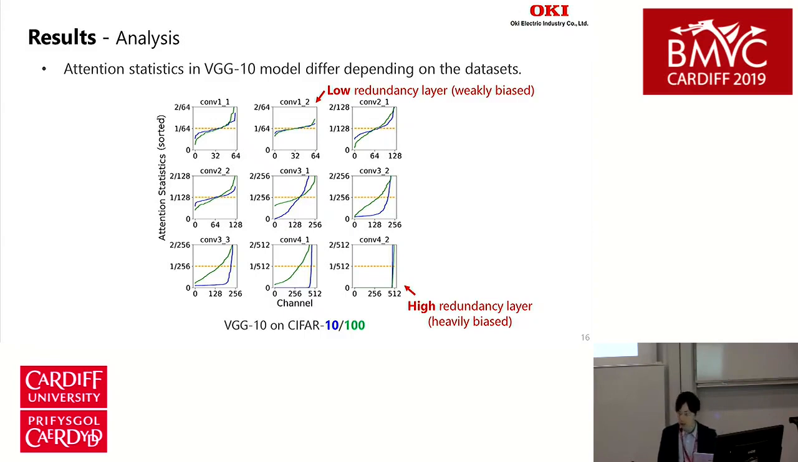By comparing the results of CIFAR-10 and CIFAR-100, we also confirmed that the redundancy contained in the trained VGG16 model differs depending on the complexity of the problem. For example, from layer 4-1, it is clear that the CIFAR-10 distribution is more biased than CIFAR-100, and the importance of some channels is high. In contrast, the CIFAR-100 distribution is only weakly biased, with other channels also contributing to the accuracy. And this result shows our idea has the potential to consider the relationship between the model and the dataset.